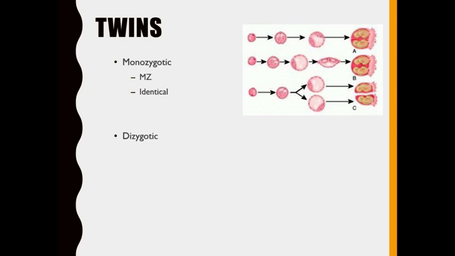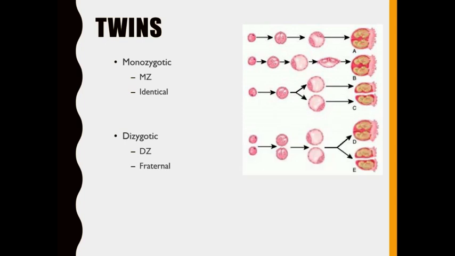Dizygotic twins, well, we still have zygote in there, right? So we have di, two, zygote, two zygotes. So we oftentimes refer to these as DZ twins or fraternal twins. And the only way you can have dizygotic twins would be if mom releases more than one egg in a menstrual cycle, and they both get fertilized by separate sperm and go on to develop their own placentas, their own amniotic sacs, and grow to develop. Now you'll notice in example D, the placentas have fused.